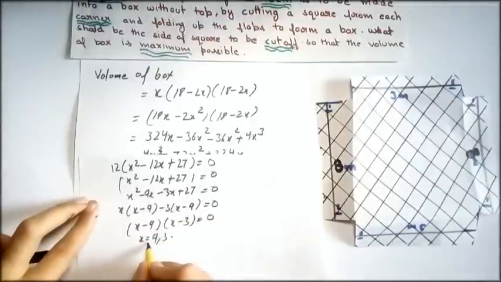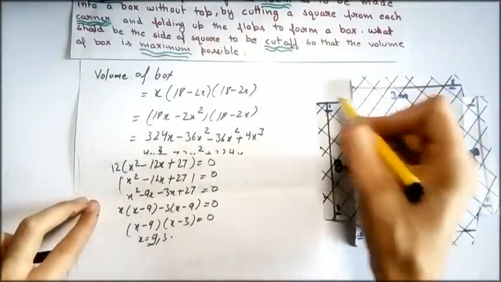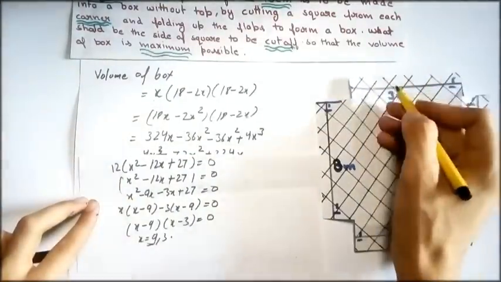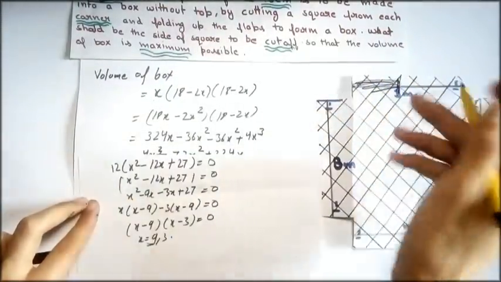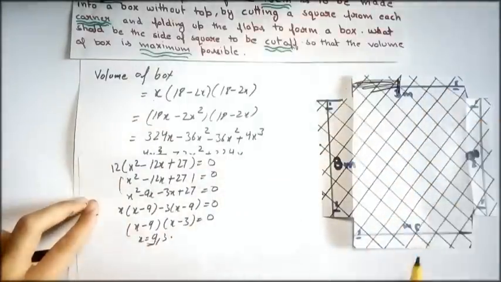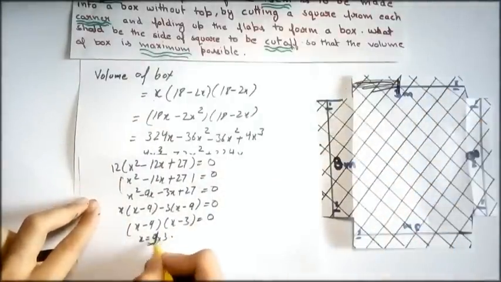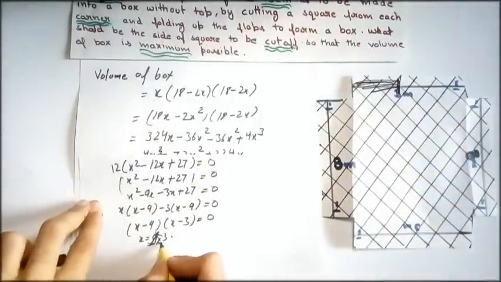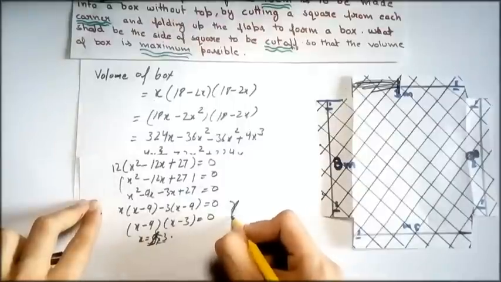Now we can't accept 9 because if we cut 9 cm out of 18 from each side, we will get half, and we will not get anything left, and we can't make a box with this. So 9 is rejected, and now we'll use 3. So the side cut out is equal to 3.